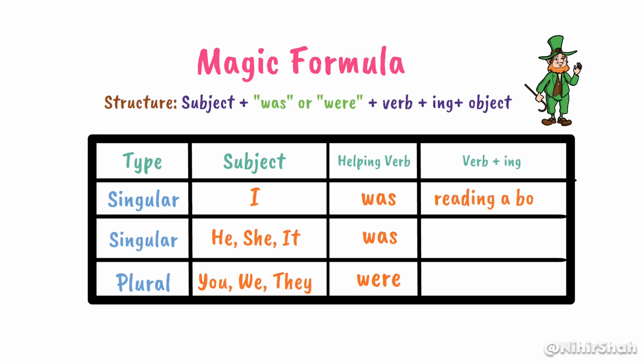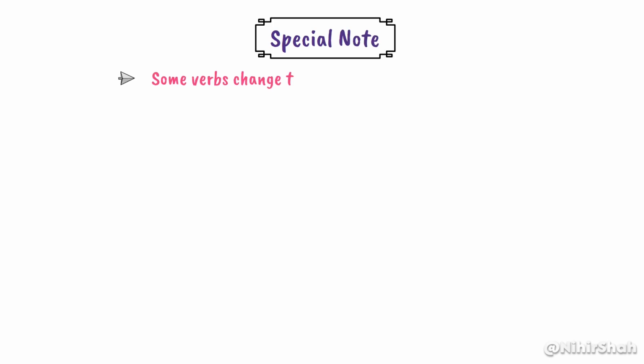Now, let's apply this formula. I was reading a book. She was singing in the concert. They were playing football. So if you notice closely, was is used with singular subject I and she, and were is used for the plural subject they. So remember this difference.